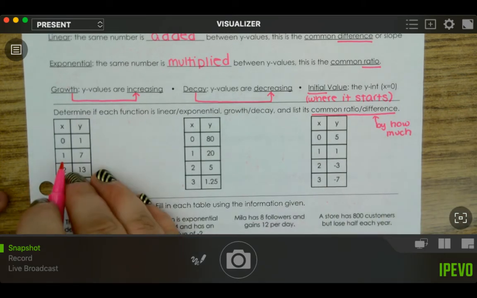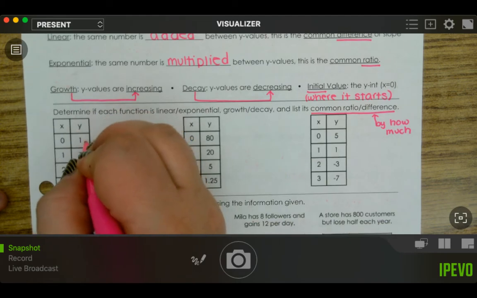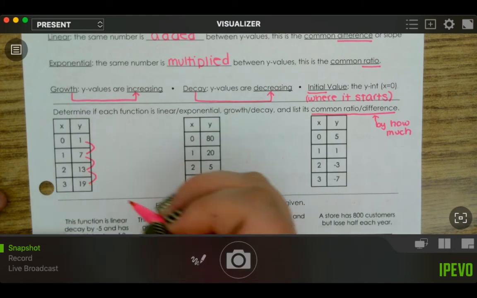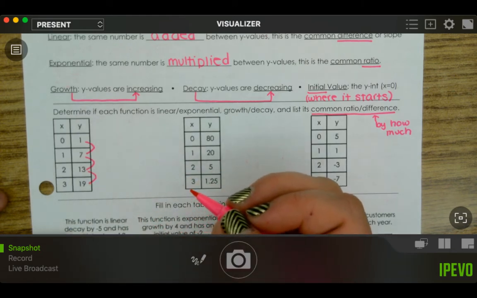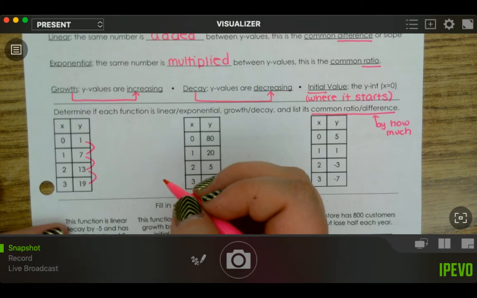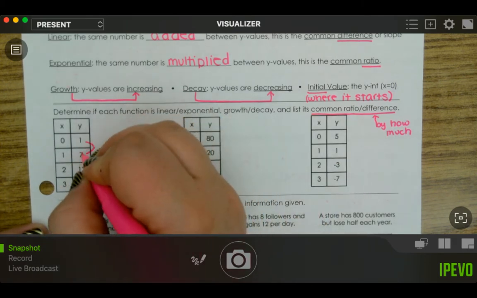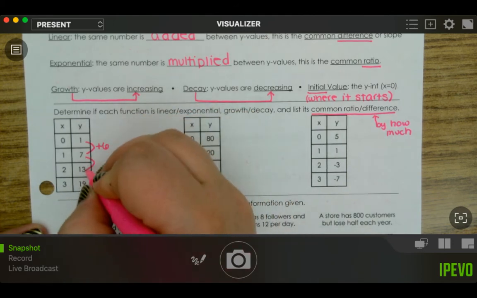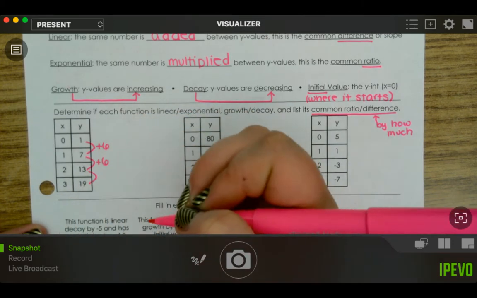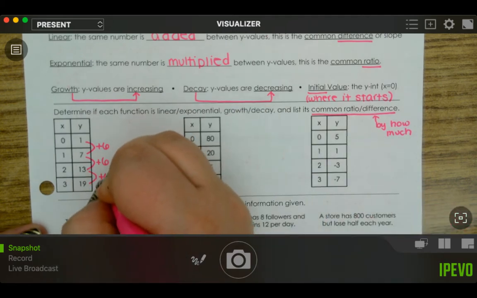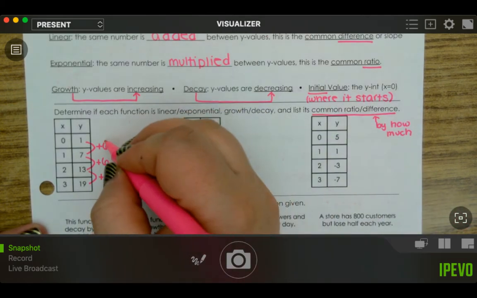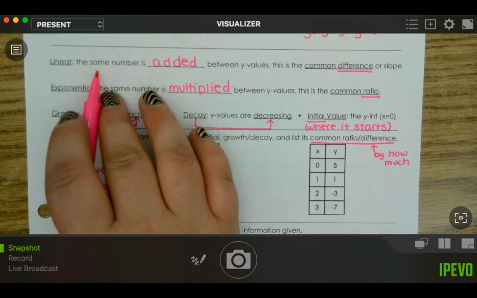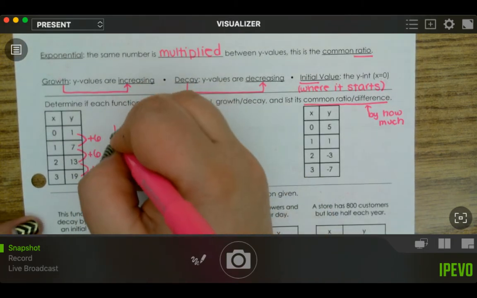Over here in this first one, we go from 1 to 7, 7 to 13, and 13 to 19. We are going to check to see if we're adding first because that just goes more naturally in our minds. If I'm going from 1 to 7 by adding, I'm adding 6. If I go from 7 to 13, I'm adding 6 again. If I go from 13 to 19, look at that, I'm adding 6 again. If you find out that it's adding the same number each time, that's linear. So this one's going to be linear.